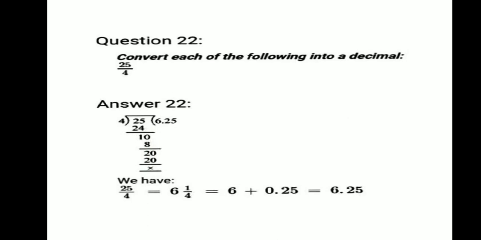And here another method has also been explained to you. This is also another way. 25 upon 4, we have a mixed fraction, and our mixed fraction is 6 whole 1 upon 4. Now 6 plus 0.25 is equal to 6.25, but this method is simple, so you can apply this method in your sums.